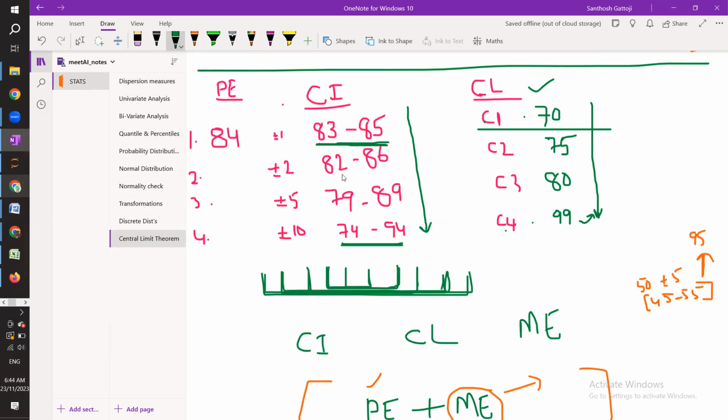a bit confident. But if I increase this width, obviously your confidence also increases. Why? Because when the width is increasing, there are more possibilities, so there are fewer chances for you to fail, because there are more opportunities. Somewhere in this range your value is definitely going to be present, so you can be more confident. But if I keep on decreasing the width, your confidence will decrease.